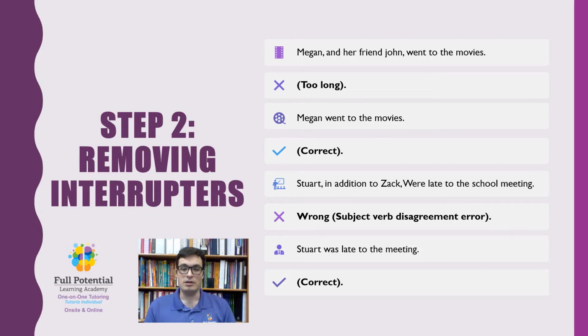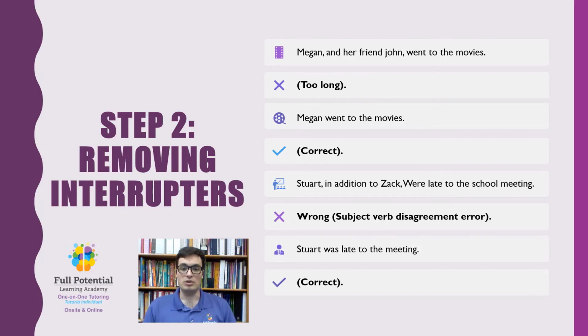In the second sentence, we have Stuart, in addition to Zach, were at the meeting today. That sounds correct, but is actually wrong, because Stuart and the interrupter is a singular phrase. We're only focusing on Stuart, and the interrupter gives us a subject-verb disagreement. Once we remove the interrupter, we have Stuart was late to the meeting today. Because we change were to was, we have a singular verb with a singular noun phrase. So we have Stuart was late to the meeting today.